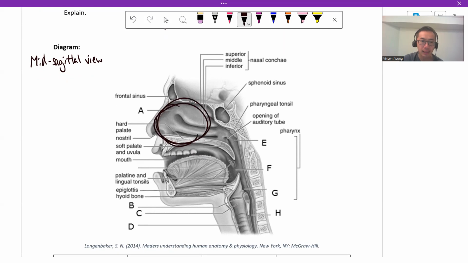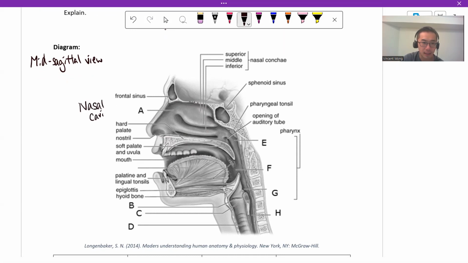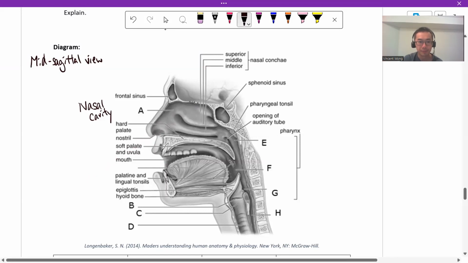This here, A, that is your nasal cavity. It's very spacious inside. Okay, when you do the COVID swab, they stick the Q-tip all the way in. And that's how deep it goes. So that's A, nasal cavity.